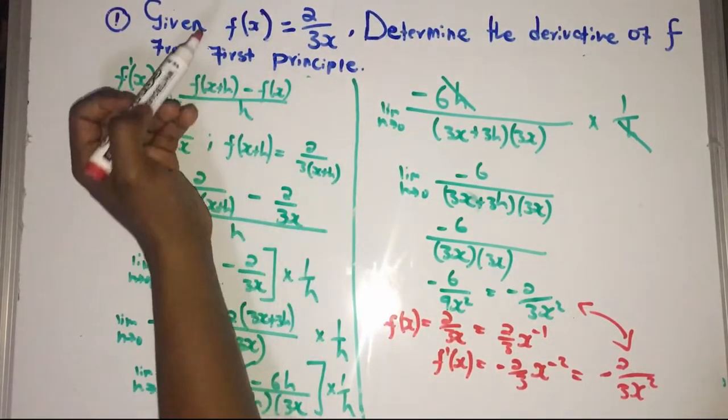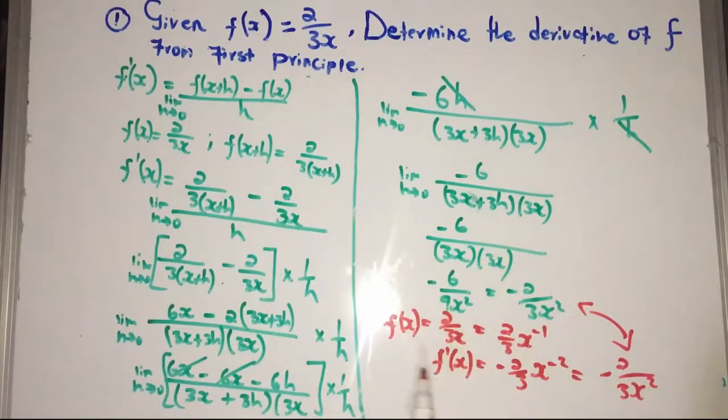In this case, we're going to differentiate using first principles, but this we're going to use as a confirmation. In an exam room, whatever question asks for the derivative from first principles, you get full 5 marks because it confirms that you differentiate correctly.